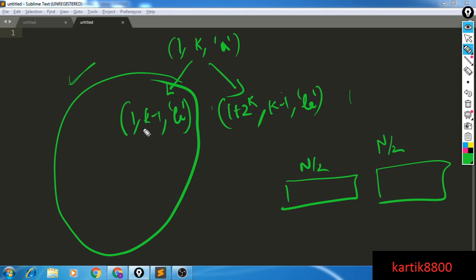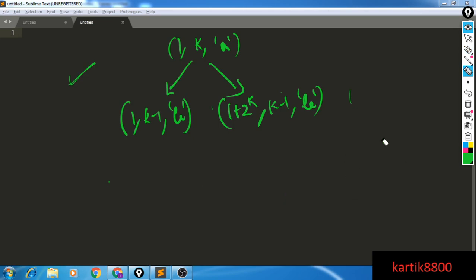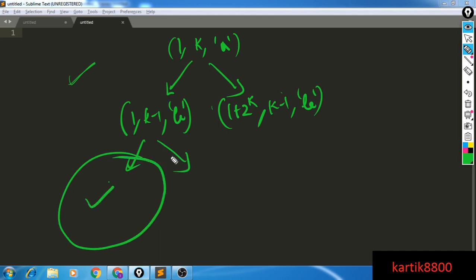But can a left one be used again, like some subproblem Si here and Sj here, can they repeat themselves? No, even they cannot repeat themselves because of the same property. Next time when you break it, no subproblem from this region will ever appear in this region, because this region is the first n by 4 elements, whereas this region represents the second n by 4 elements. So no subproblem repeats itself, and that is the basic idea here.